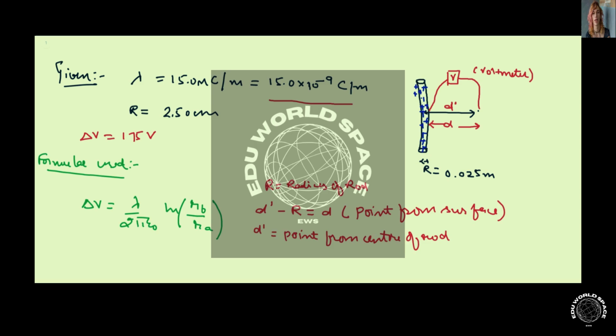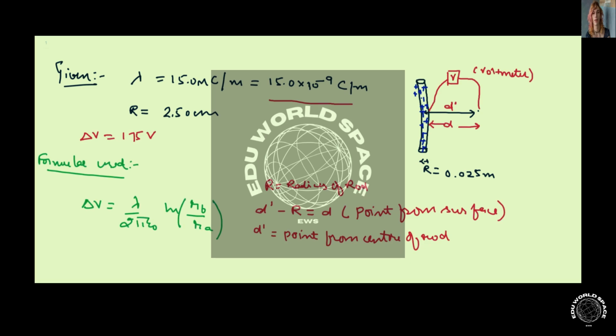The question says if we measure the potential difference between a point some distance away and another point on the surface, using a voltmeter, we should get 175 volt. So this is the potential difference between this point and the surface point.